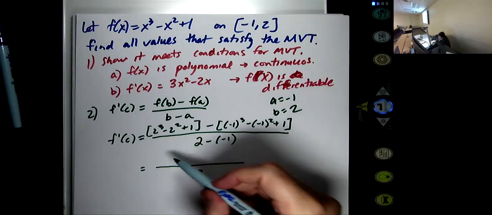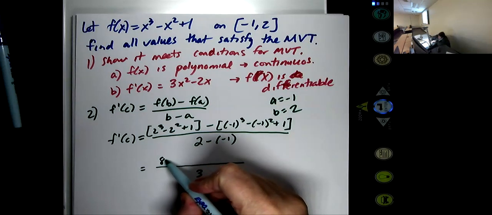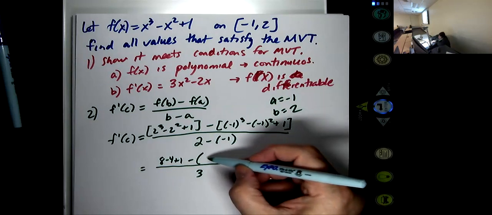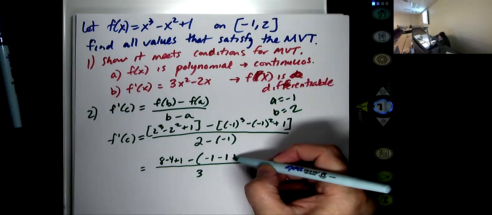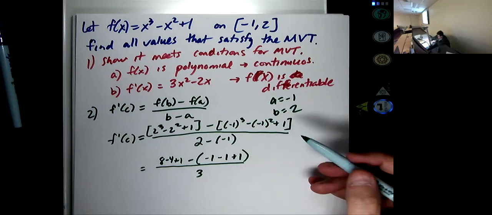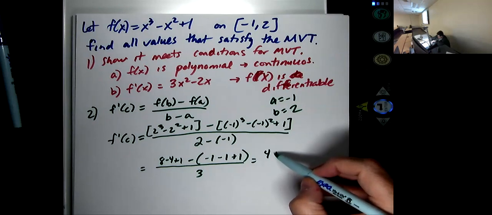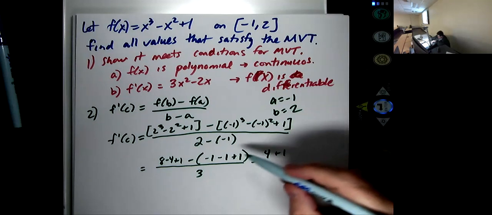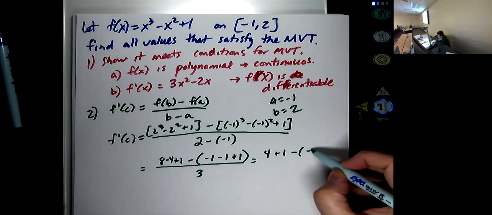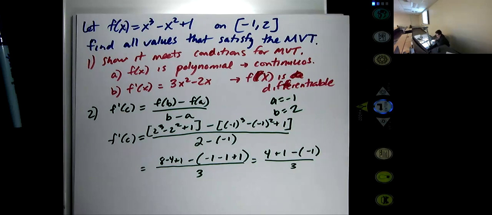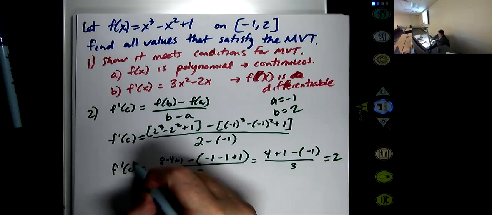It's a 3 on the bottom. This is 8 minus 4 plus 1, and then minus, we've got -1 minus 1 plus 1. So 4 plus 1 minus a -1 over 3. Equals 2. F prime of c equals 2.